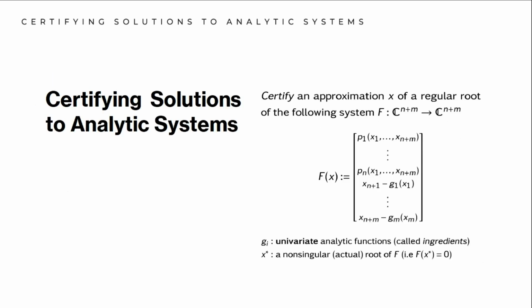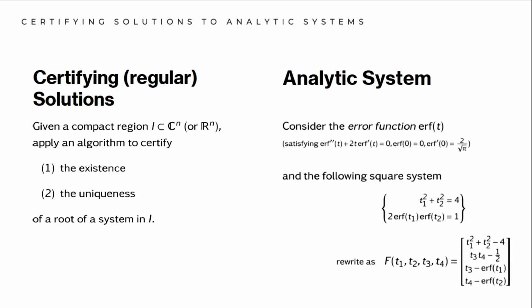So, could you go back to the slide? You said "certified existence and uniqueness." Can you replace "certify" by "prove"? So "certify" here has the meaning of proof, right? Yeah, I mean, we can guarantee that inside the compact region there's only one root of the system.